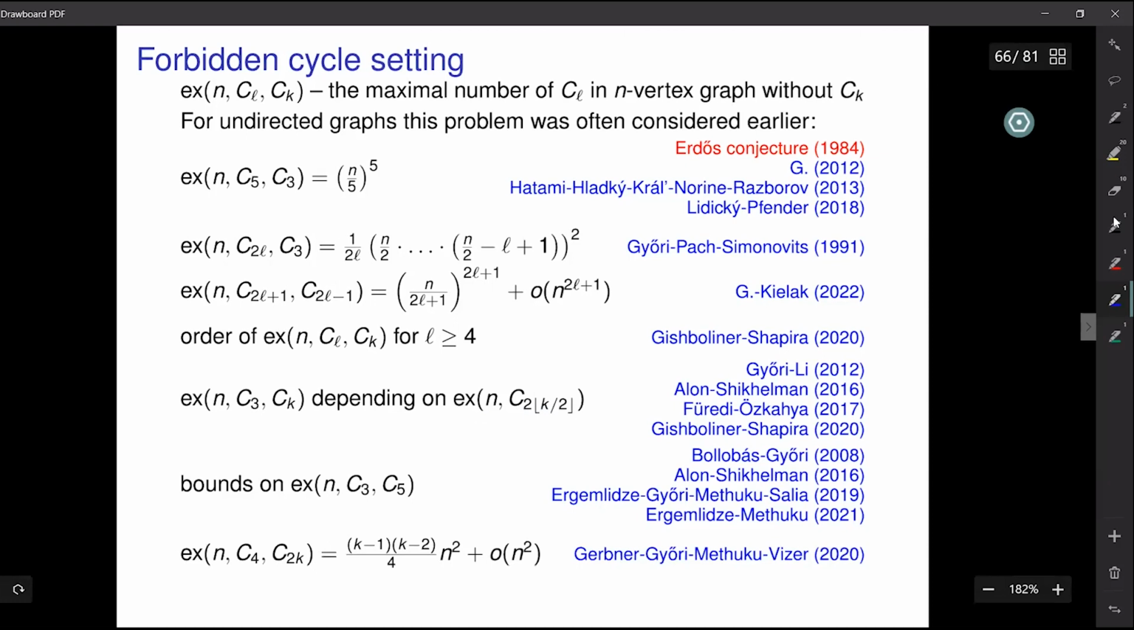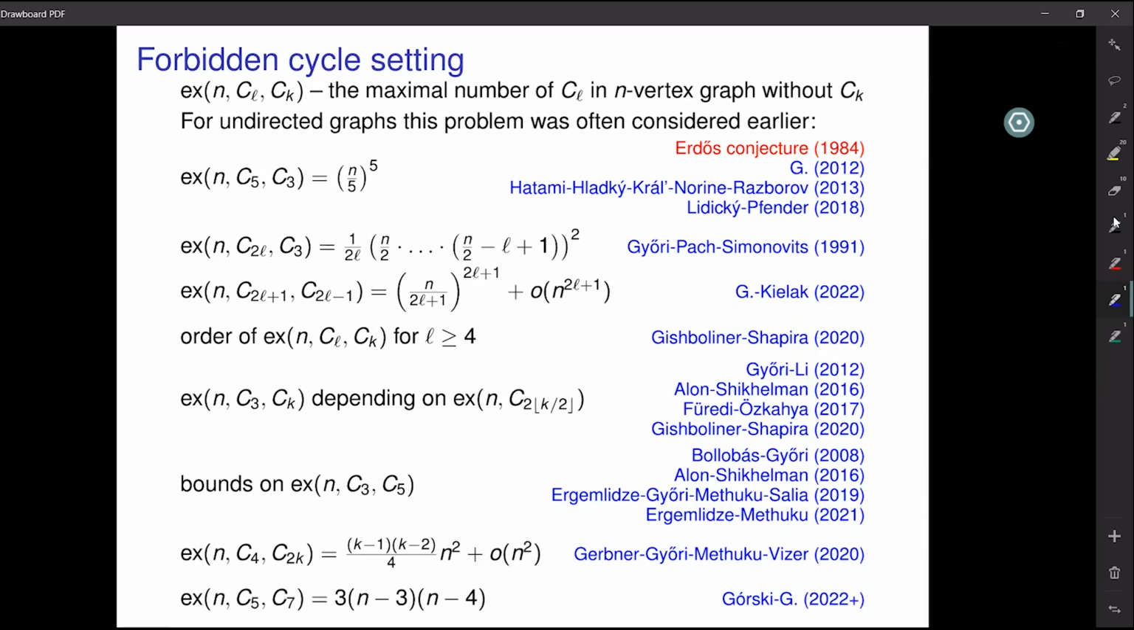Okay, and as for exact results, Gerbner, Győri, Methuku, and Vizer recently proved the value for maximizing C4 when you forbid some even cycle. And with my master's student, we proved it for C5 and C7. So here we can have an exact bound. Okay, but let me leave the non-oriented case. You can just see that it's been considered quite heavily in recent years.